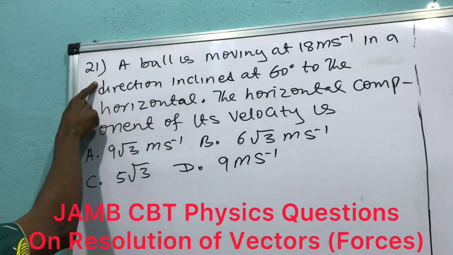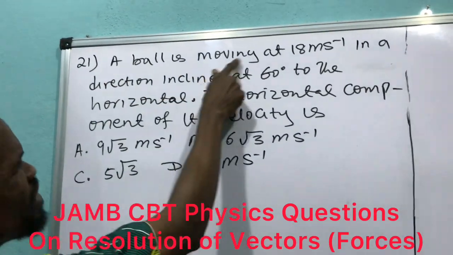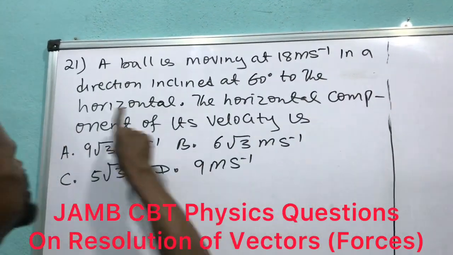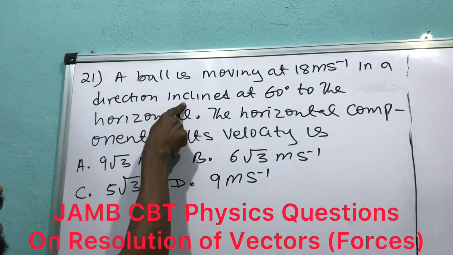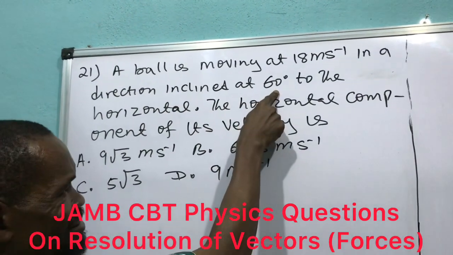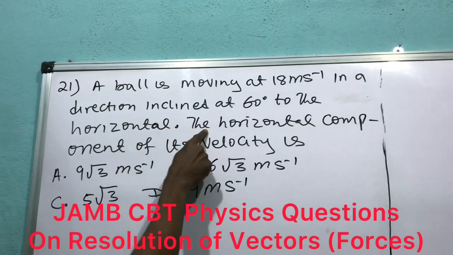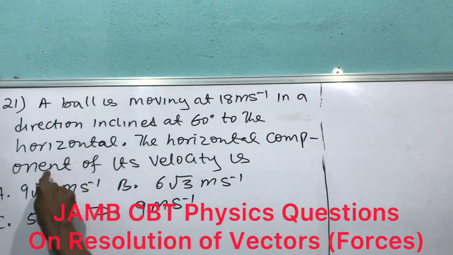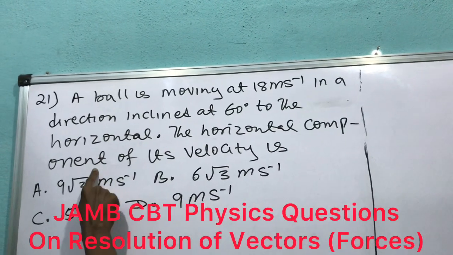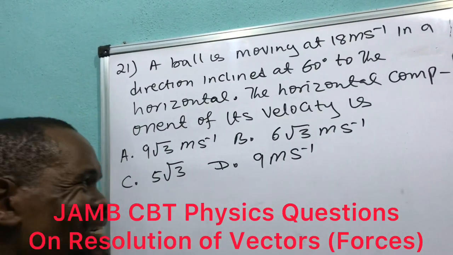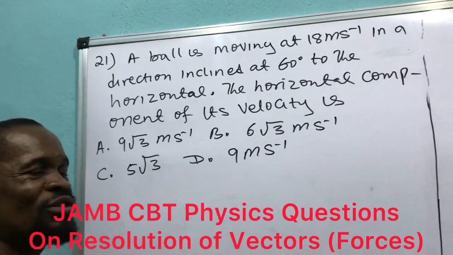Question number 21 says a ball is moving at 18 meters per second in a direction inclined at 60 degrees to the horizontal. The horizontal component of its velocity is dash. What they are asking us now is the horizontal component of that velocity.